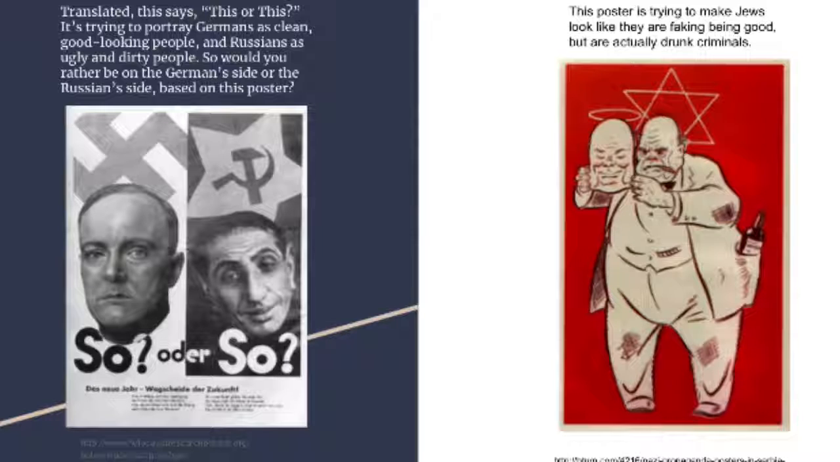In the last example, the poster is trying to make Jews look like they are fake but are actually drunk criminals.